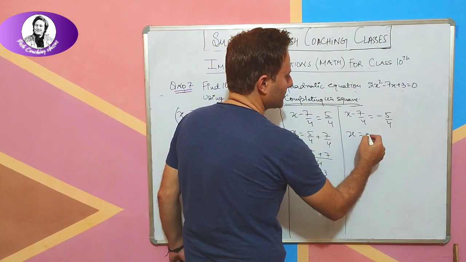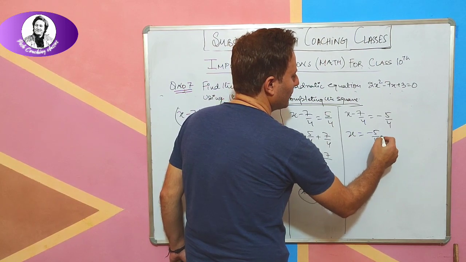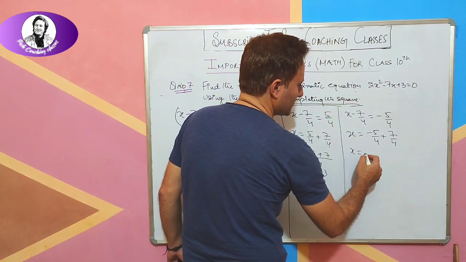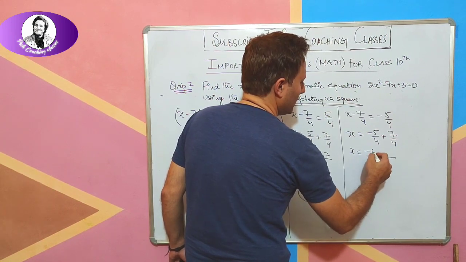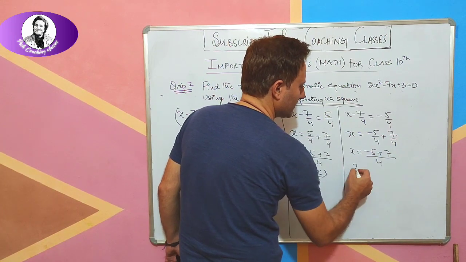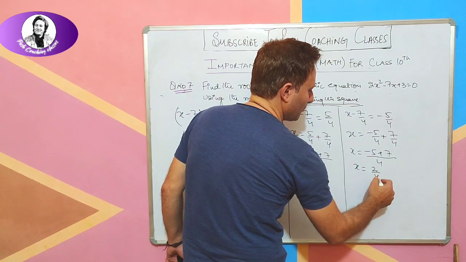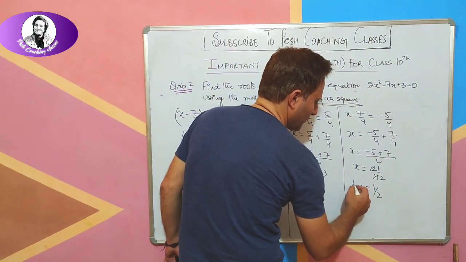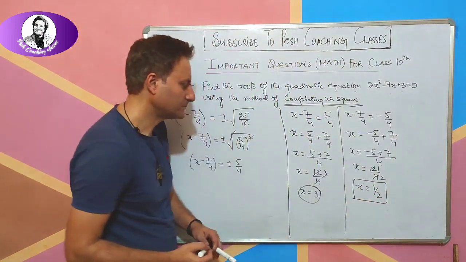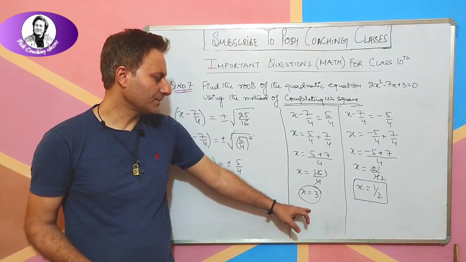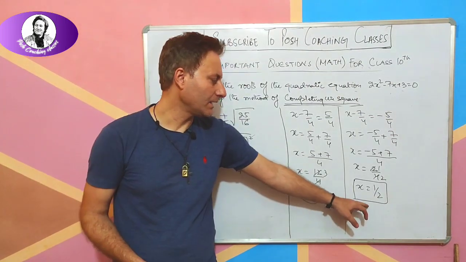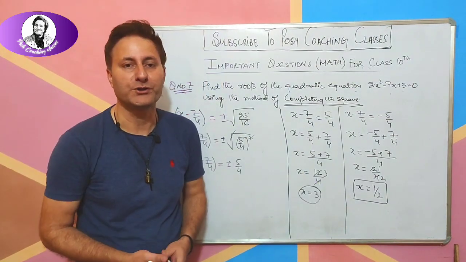Similarly, x is equal to minus 5 upon 4. This goes that side, 7 upon 4. x is equal to 4 as the LCM, minus 5 plus 7. x is equal to 2 upon 4. So x is 1 upon 2. So this is the answer. The answer is x is equal to 3, and then I have x is equal to 1 upon 2.